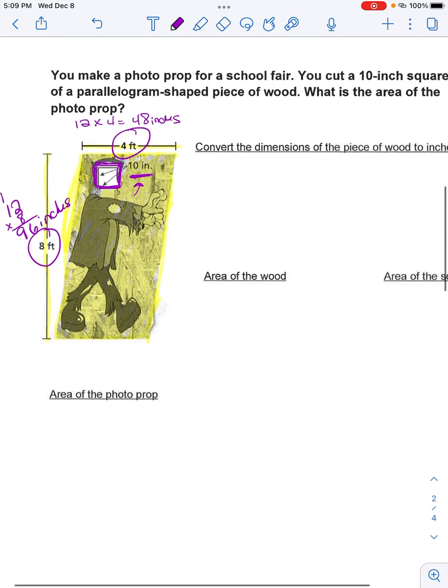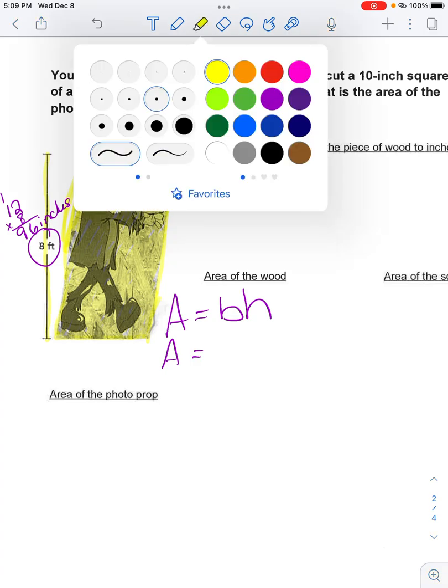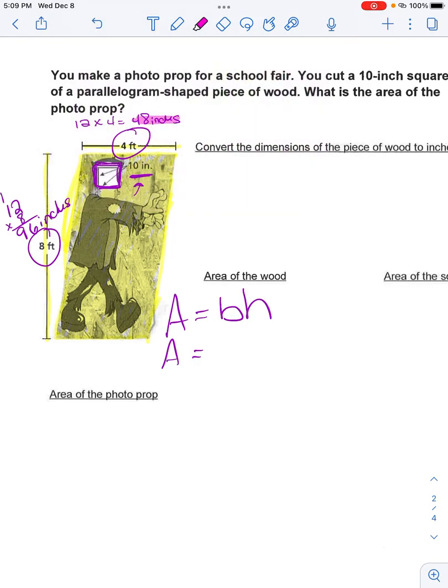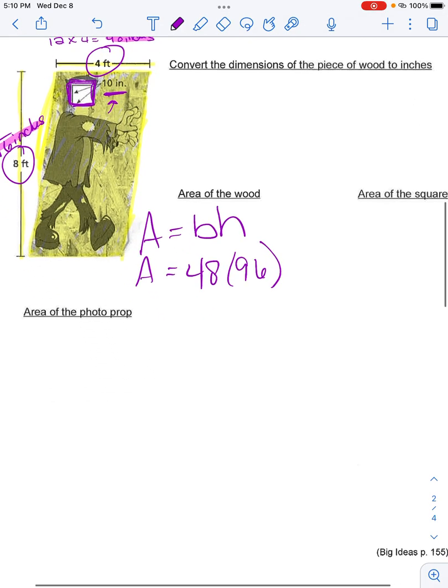Now let's find the area. The area of a parallelogram is base times height. We now know that the base is 48 inches and the height is 96 inches. So 48 for the base, 96 for the height. Let's find area. Please use the space below to show your work.